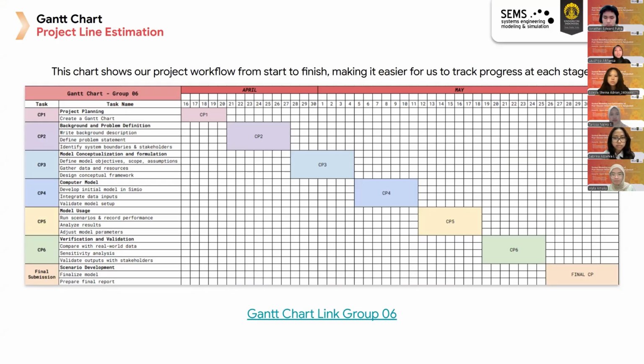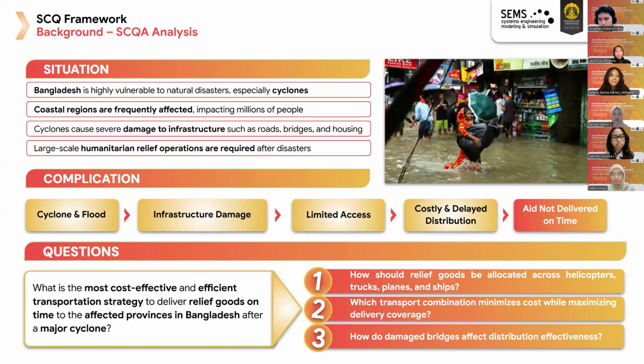Next, to understand the problem, we use the SCQF framework. The situation is that Bangladesh is highly vulnerable to natural disasters, especially cyclones and floods. The complication is that damaged roads and bridges reduce accessibility, causing delays in relief distribution. As a result, aid may not reach affected communities on time.